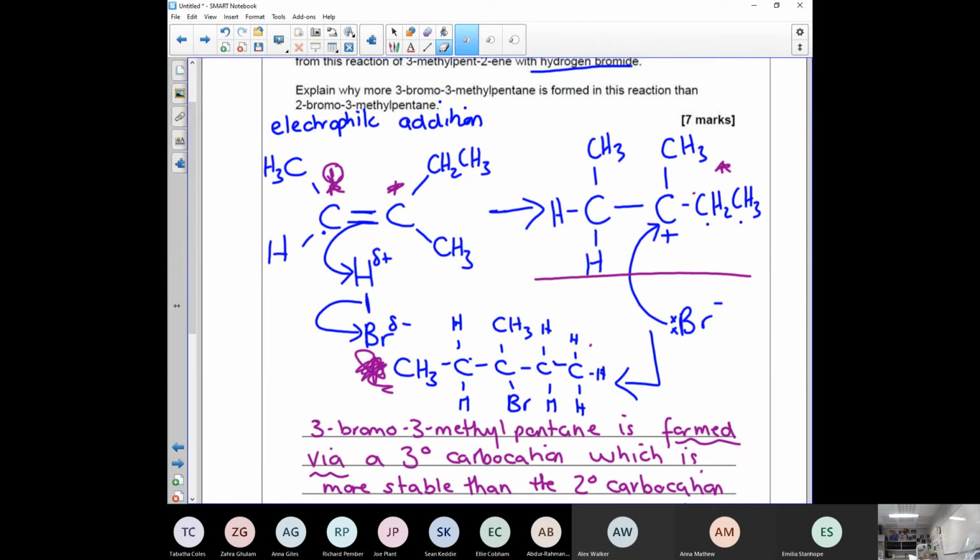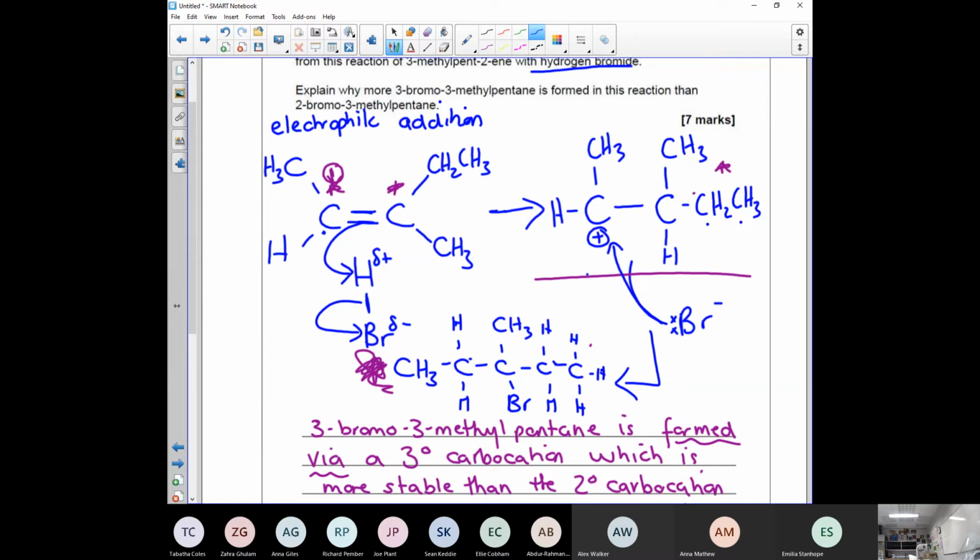This is a tertiary carbocation that we've got up here. Like I said, there are 3 carbons around this carbon with a plus. If we did it the other route, just to prove it to you, if the hydrogen went on the second carbon, this would be the other product route. Bromine would attach to that carbon.